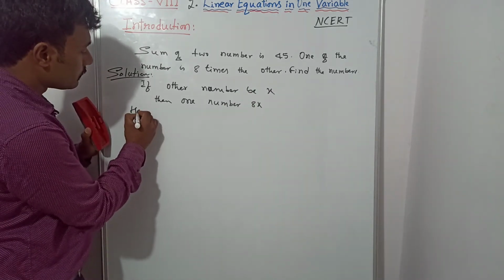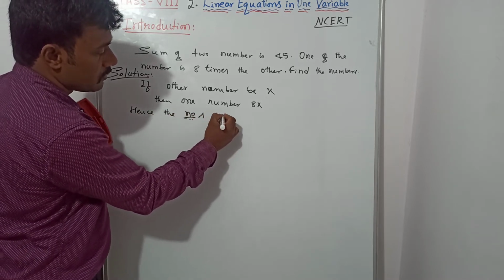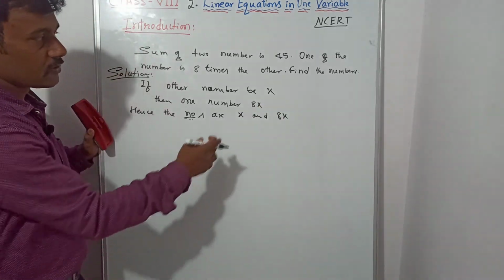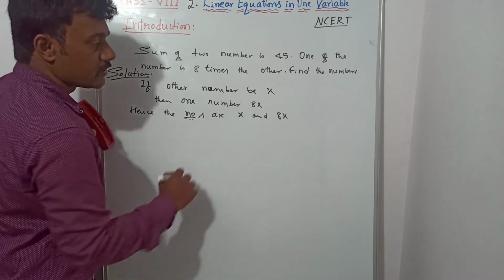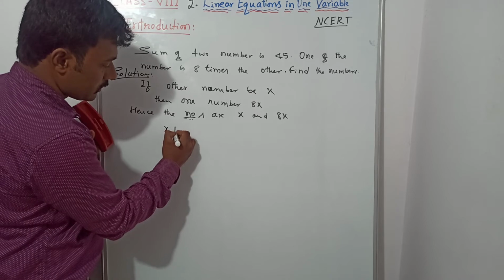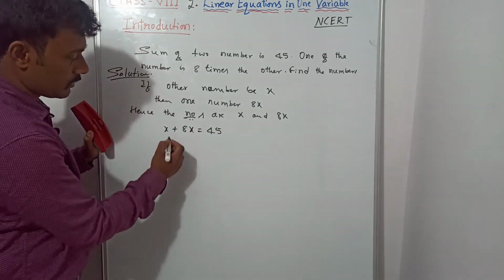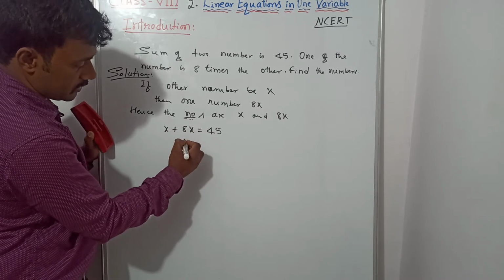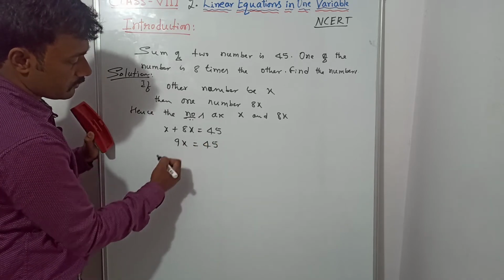And hence the numbers are x and 8x. If you add these two, the sum of the two numbers is 45. So x plus 8x is equal to 45. x plus 8x, 1x plus 8x, it is 9x, that is equal to 45. So now we need to find the value of x.